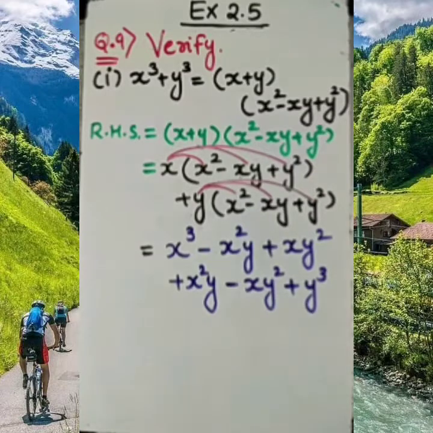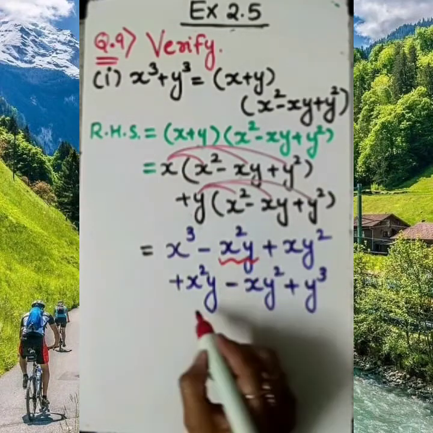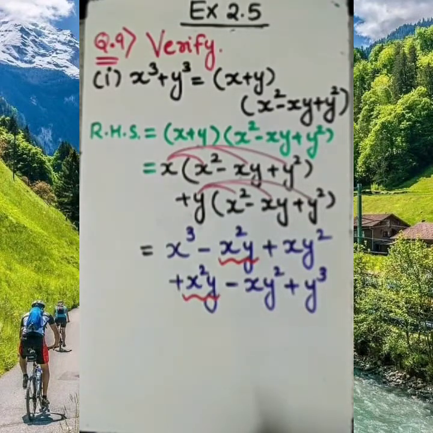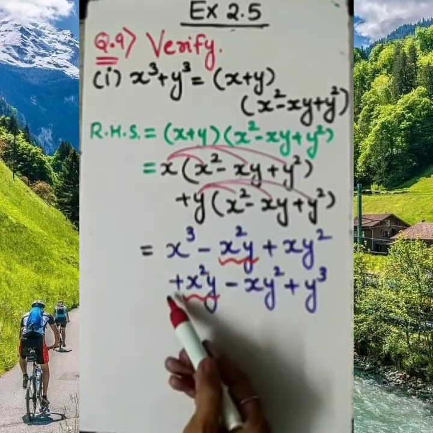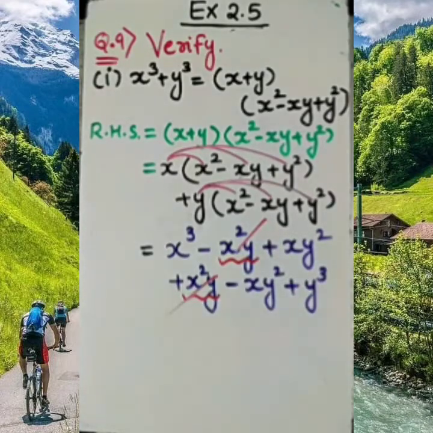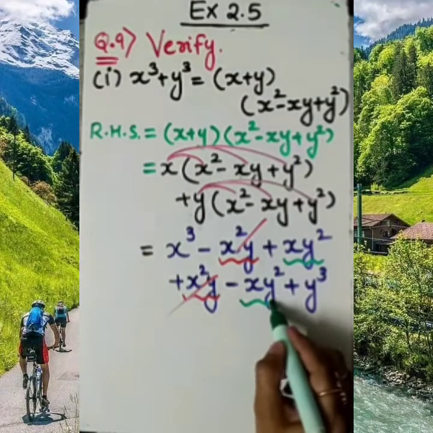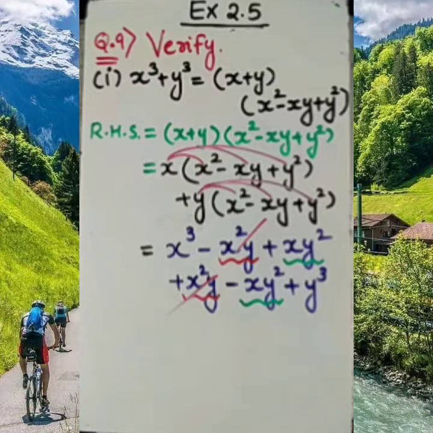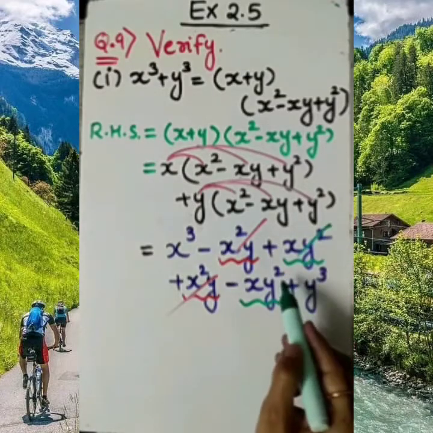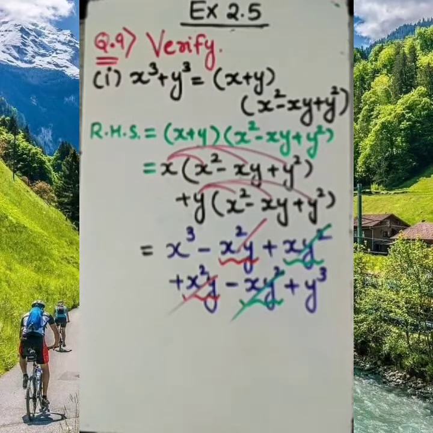Clear? Now, is there any term which are like? Of course. Which terms are like here? It is clearly visible: x square y and x square y. They are like terms with opposite sign, so in such a case, they will be cancelled. Now, one more like term is available here, that is xy square and xy square. Both are similar, and with opposite signs, so they will be cancelled.